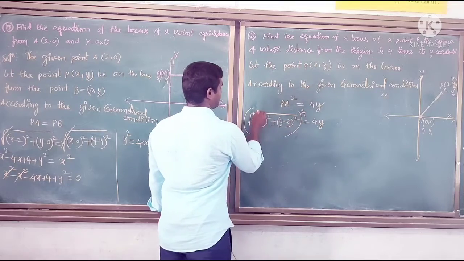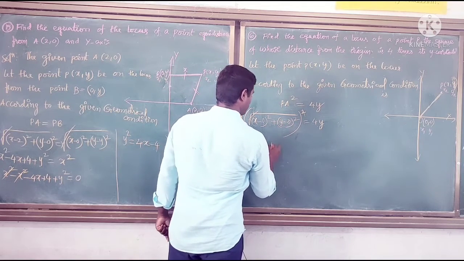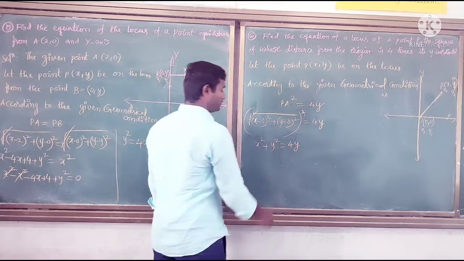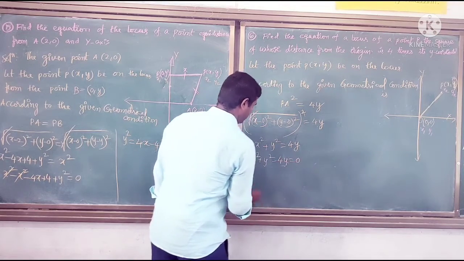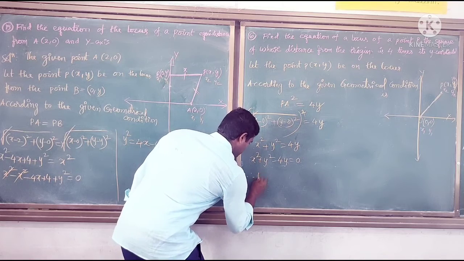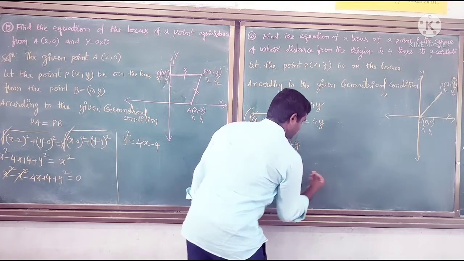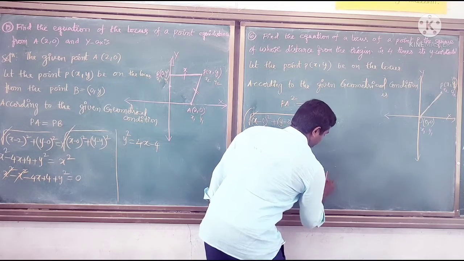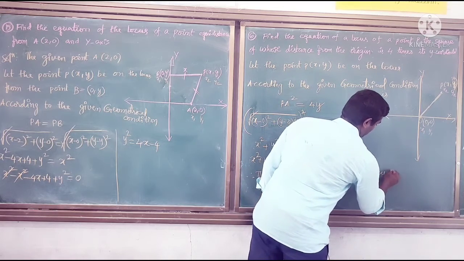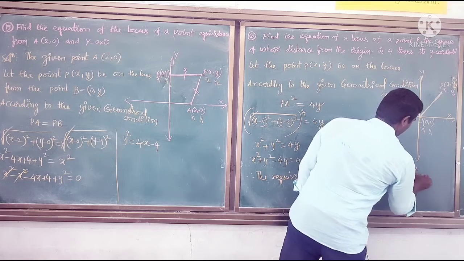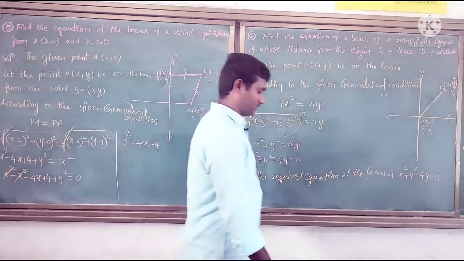So you can cancel, square root cancel. So x minus 0, x square plus y minus 0, y square equal to 4y. So this 4y you can move to the left side. So x square plus y square minus 4y equal to 0. Therefore, the required equation of the locus is x square plus y square minus 4y equal to 0. Okay, so this is the question. Next question.